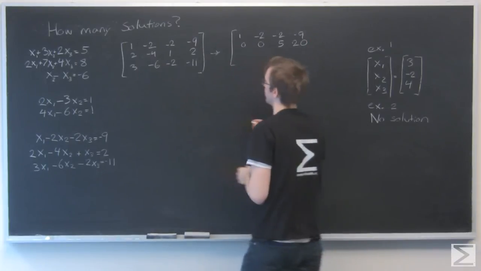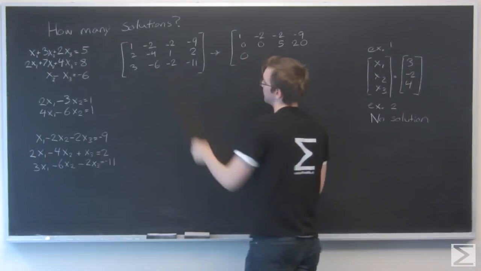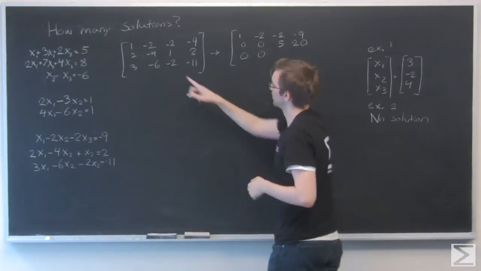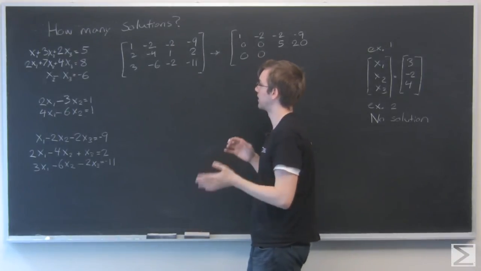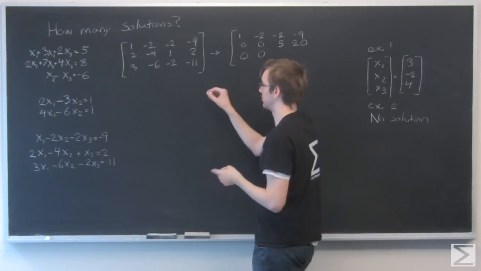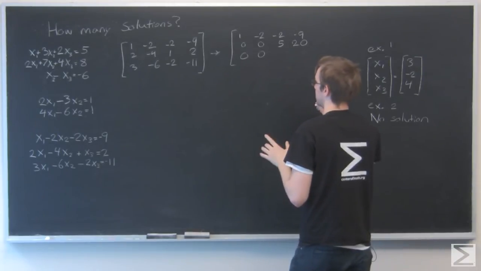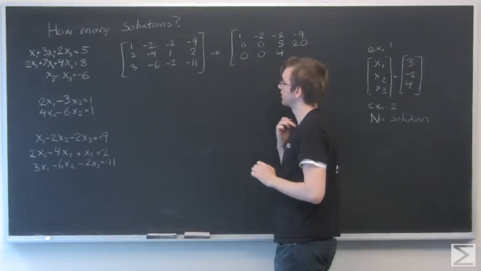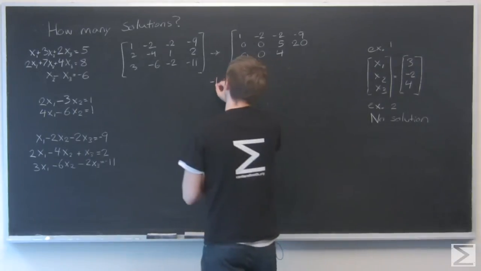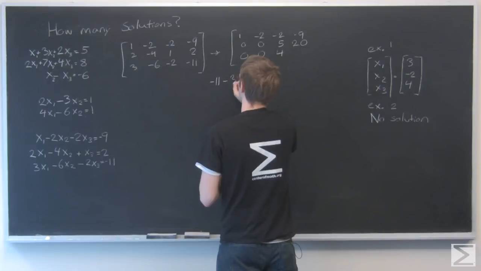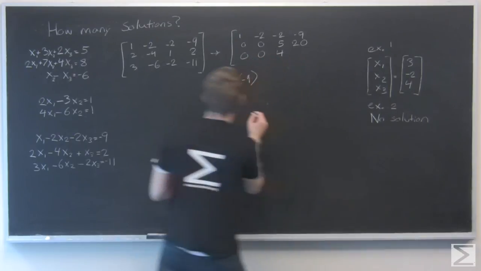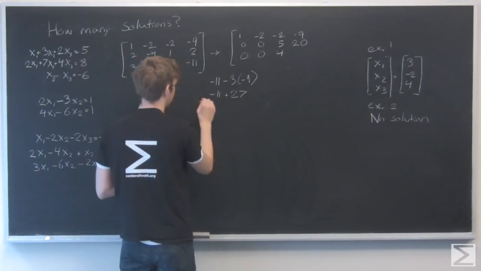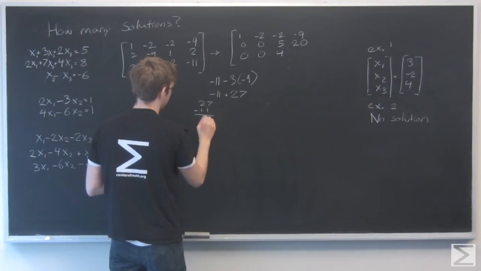And row 3 minus 3 times the first row, so that'll be 0. Minus 6 minus 3 times minus 2, that's 0. Minus 2 minus 3 times minus 2. That's minus 2 plus 6, right? So that'll be 4. And minus 11 minus 3 times minus 9. That's a lot of minuses. So that's minus 11 plus 27, and that's the same as 27 minus 11, 16.